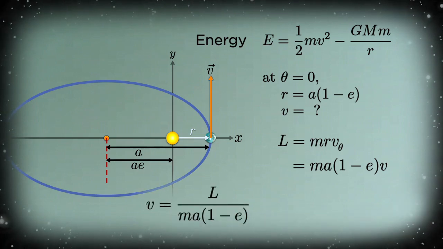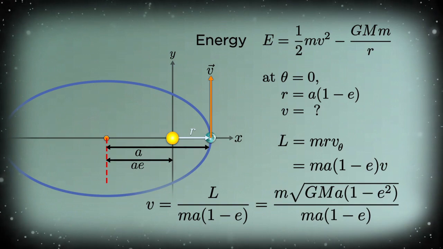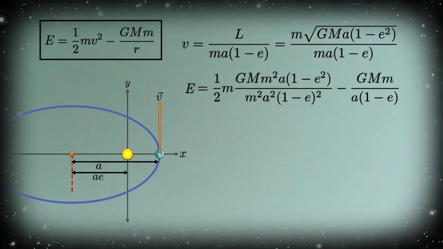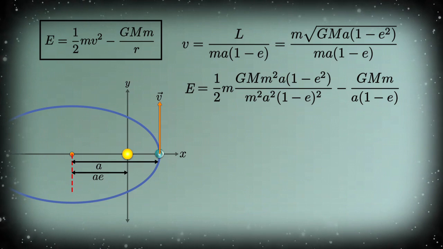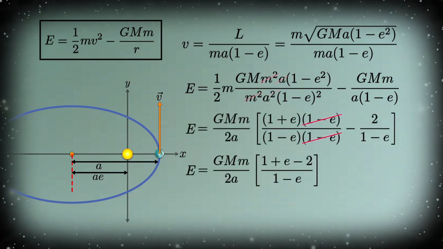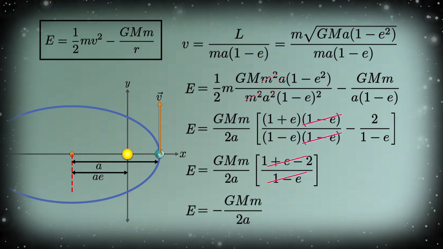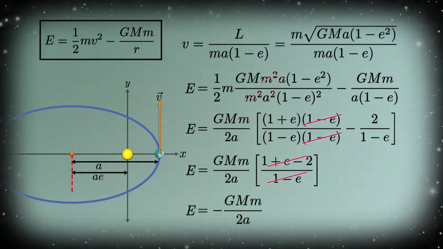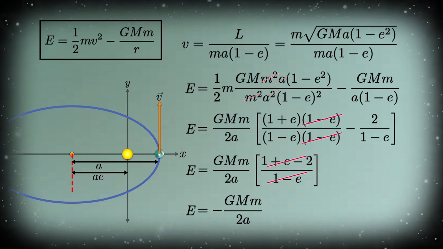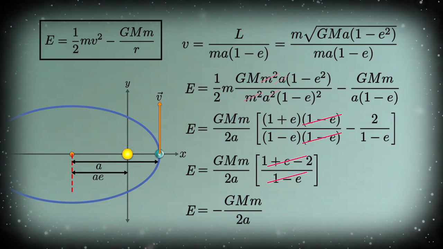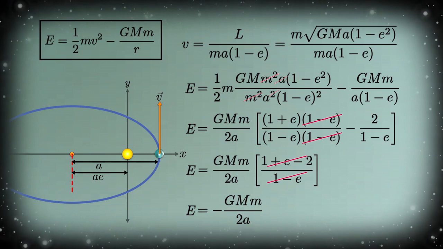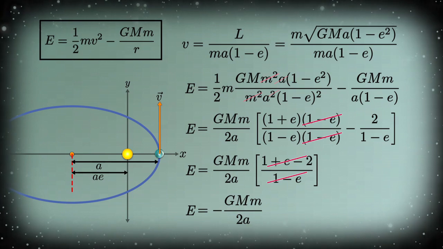We solve for v and plug in our new expression for L. Then we insert that expression for v into the energy equation and we simplify. The algebra leads to a cascade of cancellations and a result that's refreshingly simple. The energy is minus G times the product of the masses divided by 2a. All the terms related to eccentricity ended up canceling out. It turns out that energy depends only on the semi-major axis of the ellipse and not its eccentricity.